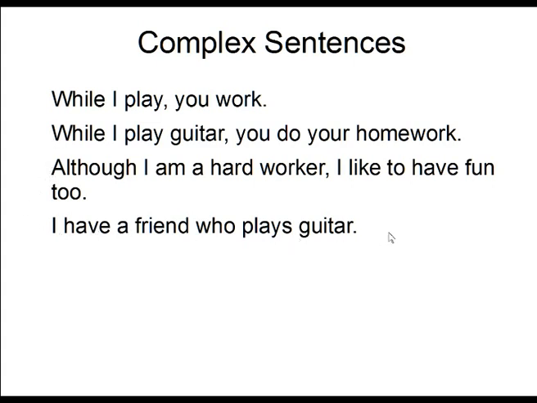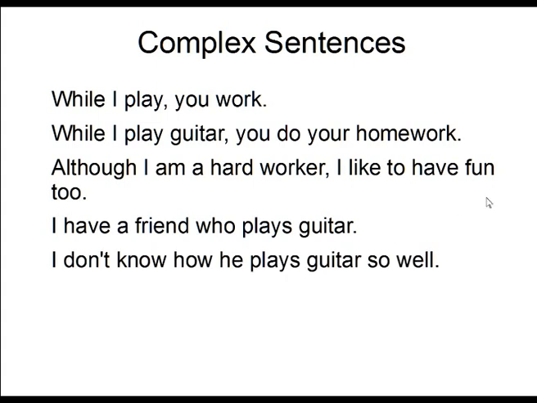I don't know how he plays guitar so well. So in this sentence, I'm talking about someone, he, and this person plays guitar very well. He's really good at guitar. And I'm expressing that I don't understand how he's so good. He's so good, I find it unbelievable, or I find it difficult to understand. And this also has a third type of dependent clause, which you can learn about in a different video or in your textbook.